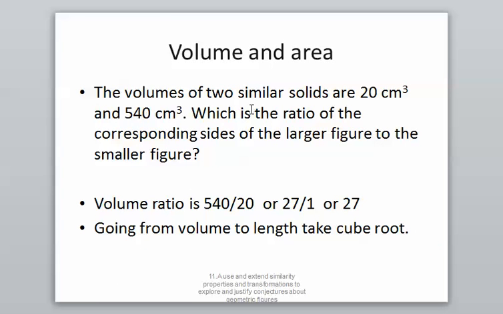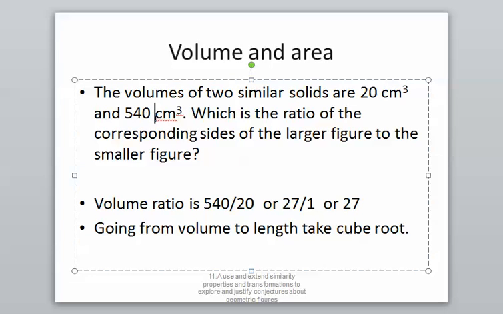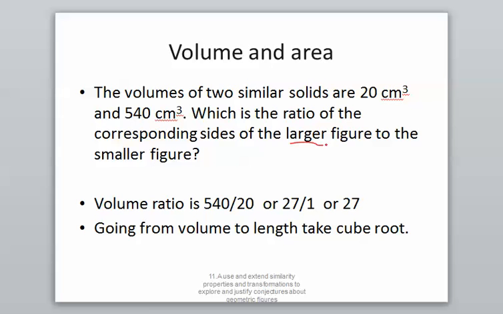Volume and area. The volumes of two similar solids are 20 centimeters cubed and 540 centimeters cubed. What is the ratio of the corresponding sides of the larger figure to the smaller figure? So I'm going to write 540 over 20. And let's do a little bit of reducing here. So that's going to be 27 over 1. Okay? Now, is that the scale factor? No, because remember we're looking at volumes here, right? Because we've got the volumes of two figures.